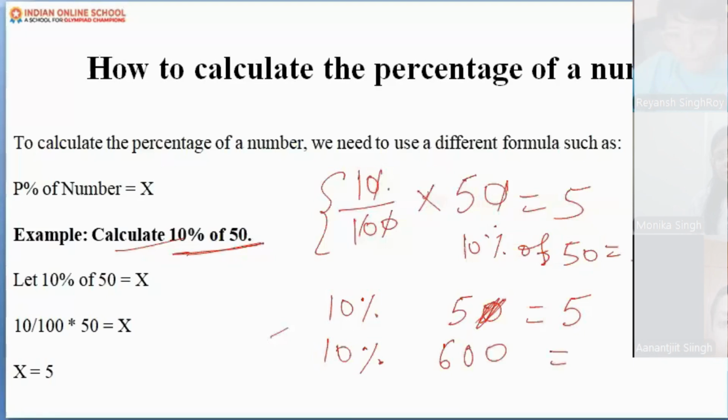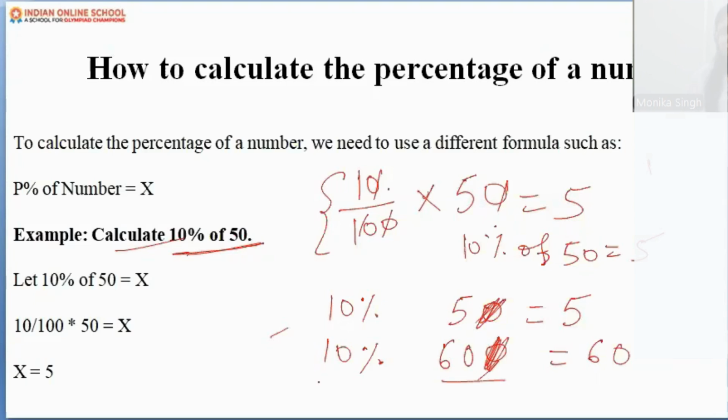By using the trick, we will remove 1 zero. What do we get? 60. Yes. So 60 is 10% of 600. So this is how we can calculate 10% of any number easily.